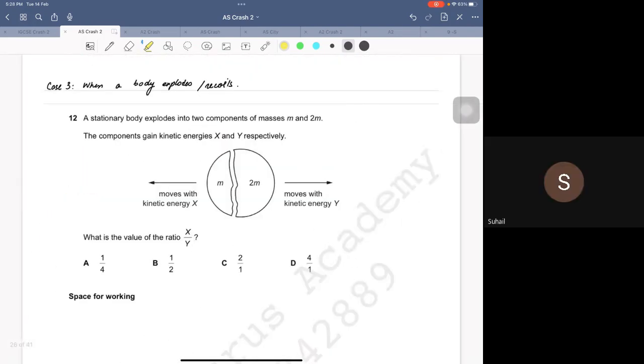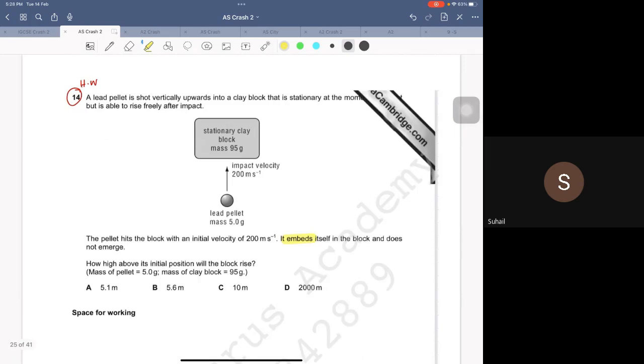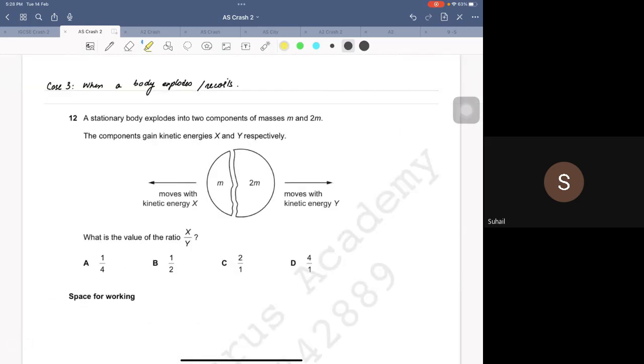Sir, embed means to go together or separate? Go together. Go together.